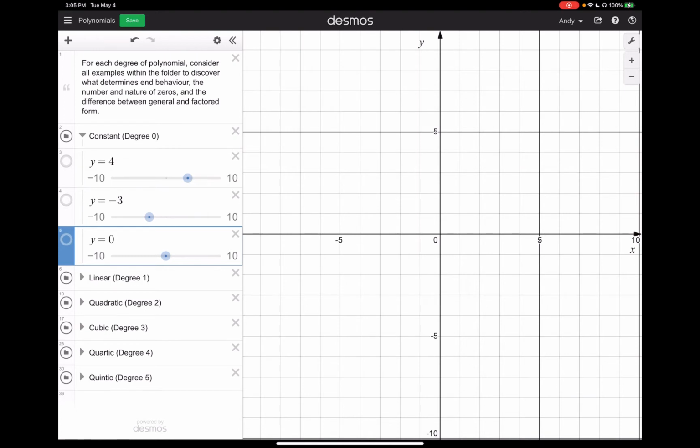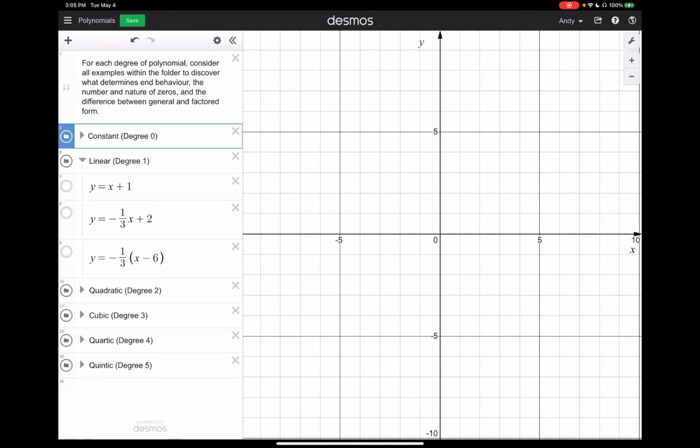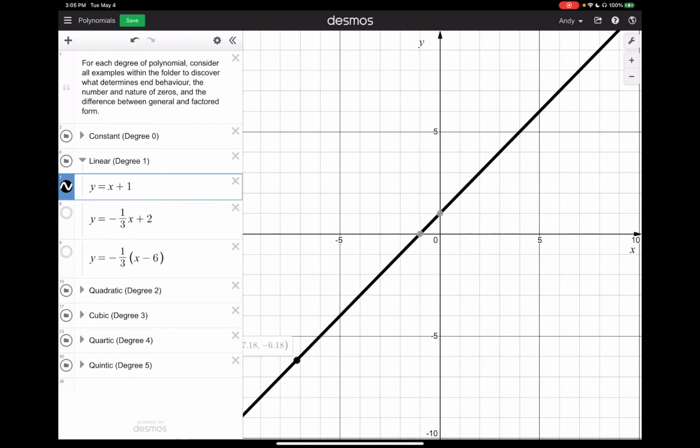All right, let's put those away and take a look at the next folder of functions. We've got polynomials that are of degree 1, and these are called linear functions. The first one is y equals x plus 1. And you'll notice in terms of the end behavior that this extends from bottom left to top right. I would say it starts down and finishes up. Some people refer to the starting place as being in quadrant number 3 and finishing in quadrant number 1. That's fine. That's another way you can describe that end behavior.